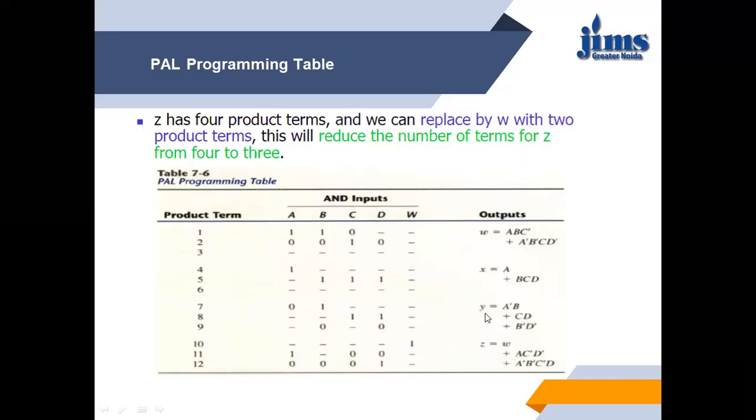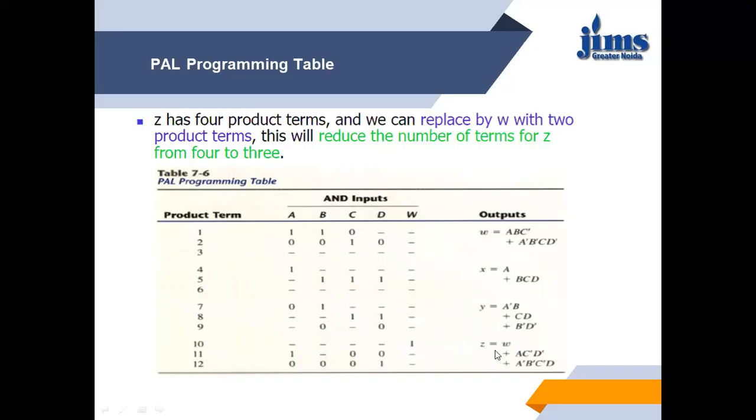Next, for the expression of Y, we have 3 minterms. So first is A bar, B, C, D, plus B bar, D bar. Where there is a complement, we have put 0. Where there is a true value, we have put 1. And the rest of the terms are don't care or open circuited.